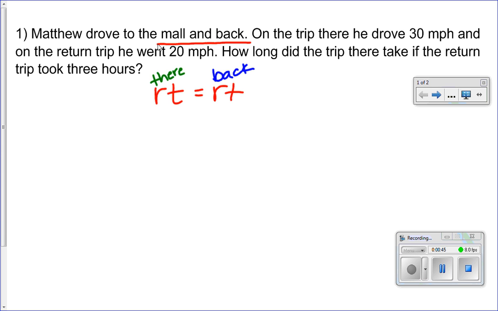On the way there, he drove at a rate of 30 miles per hour, but you want to find the time. On the way back, he drove at a rate of 20 miles per hour for 3 hours. Then substitute.